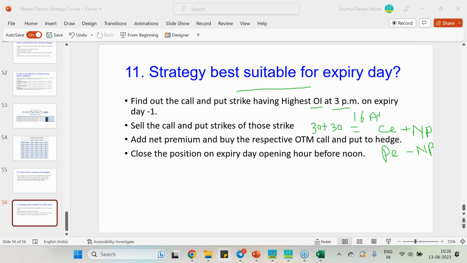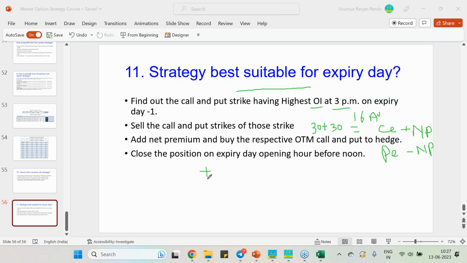On the day of expiry, if the open interest, whatever the highest open interest built up the day before, is falling, then you can also take a call. One more very good strategy is there for expiry day. In any expiry day, very carefully listen to this.